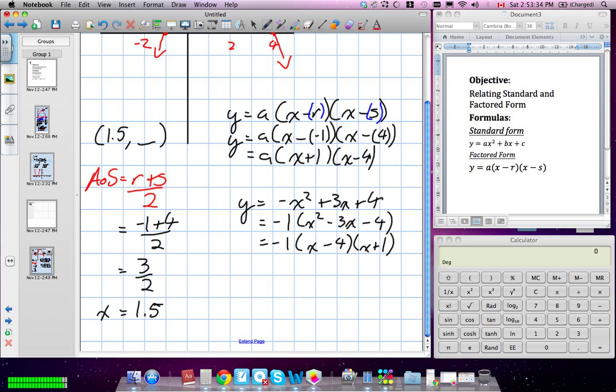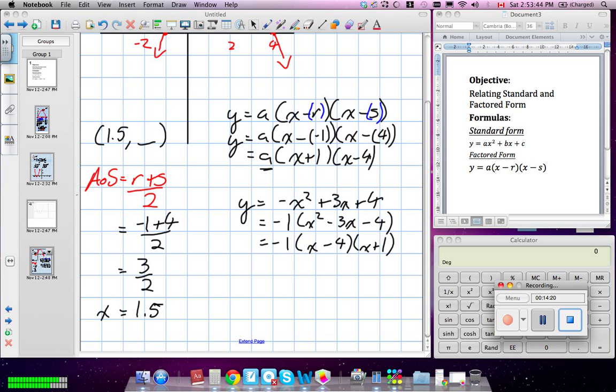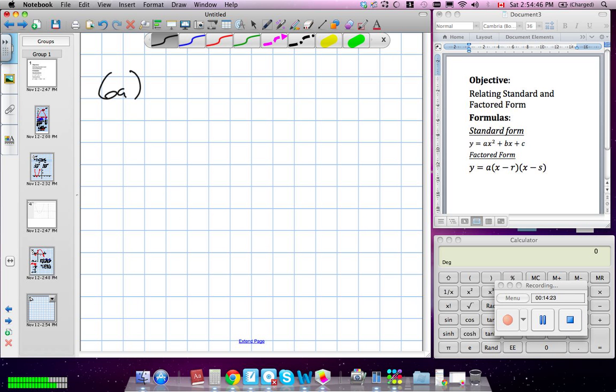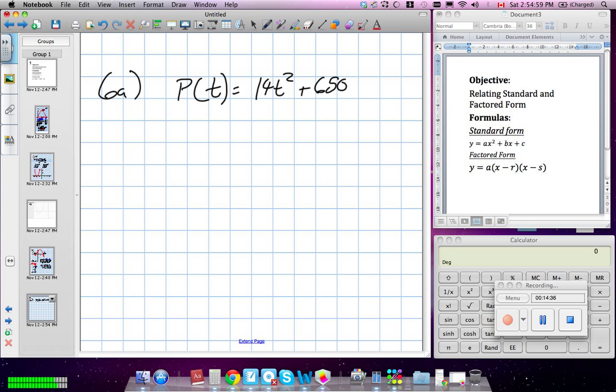Okay, question 6a. They've given us an equation. The population over time is equal to 14 t squared, or time squared, plus 650 times time plus 32,000. 6a asks us, now it says t is 0 in the year 2000 also. That's a note. T equals 0 in the year 2000. They ask us, what will the population be in the year 2035?